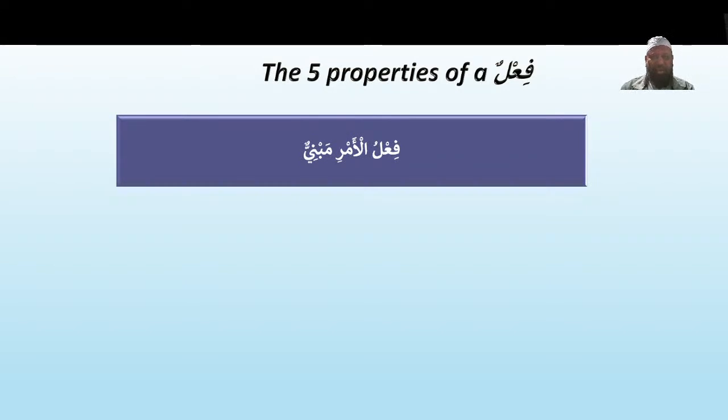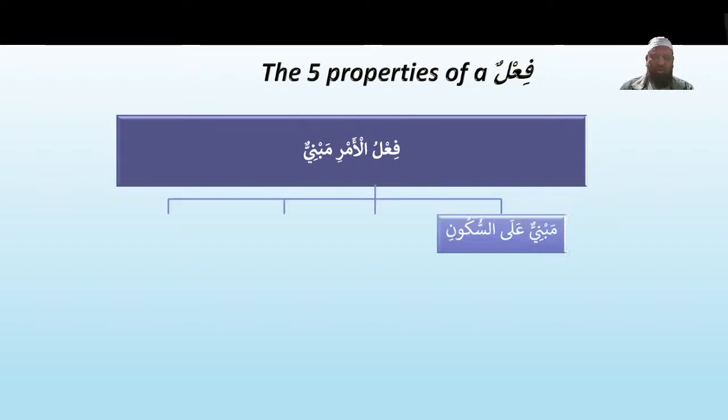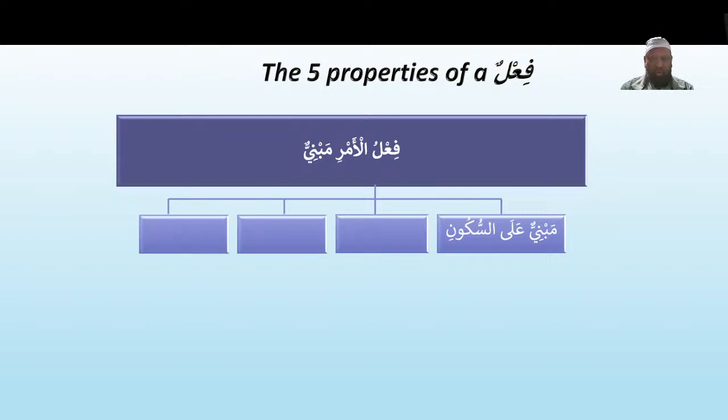Fi'l al-amri, again, is mabni. It will not have one of the slots, but it is mabniyun ala sukun. The other 3 we will learn when we learn fi'l al-amri.